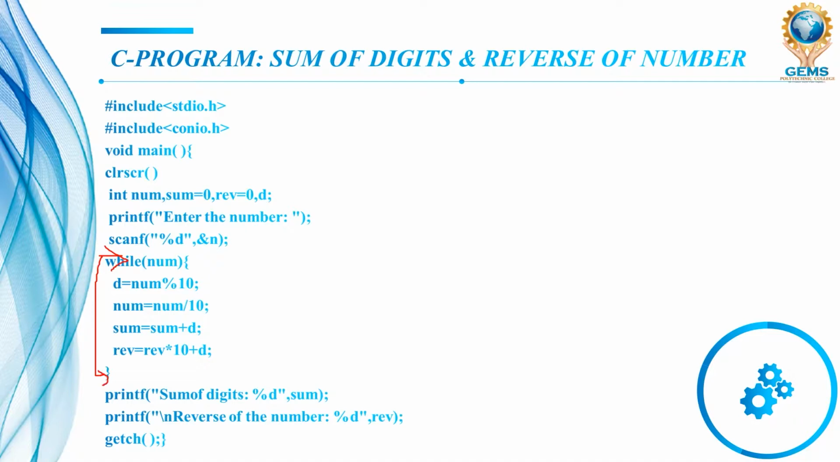Dear students, these are the basic coding for reversing a number. You just try to understand this coding. While num, here the curly bracket we have opened, d equal to num modulus 10. Now num equal to num divided by 10, sum equal to sum plus d. Now reverse equal to reverse into 10 plus d. So this is the basic concept we are using in sum of digits and reverse of a number.